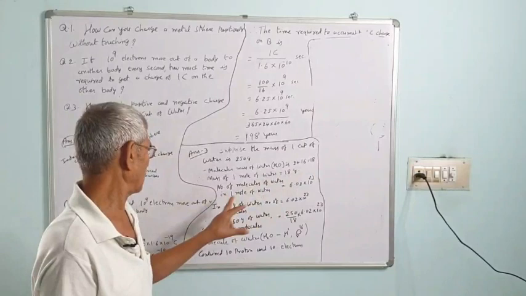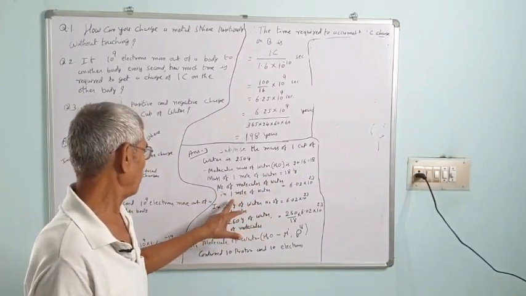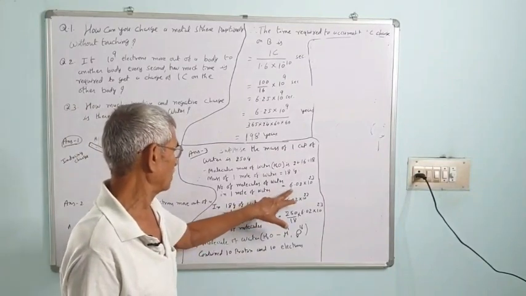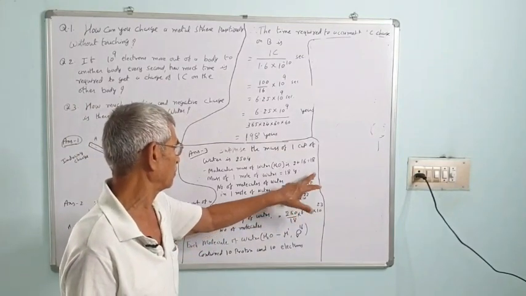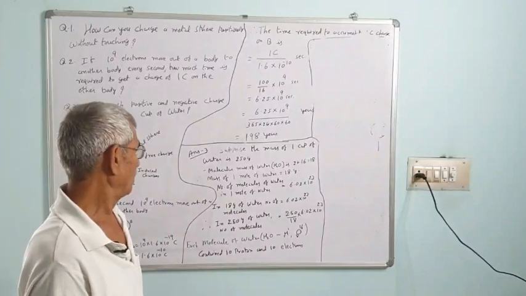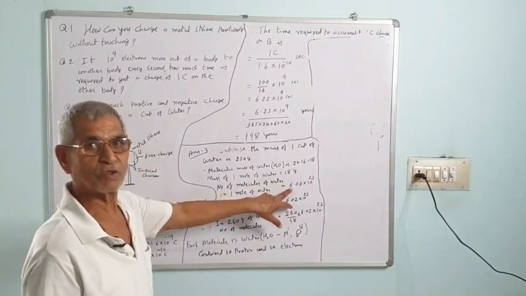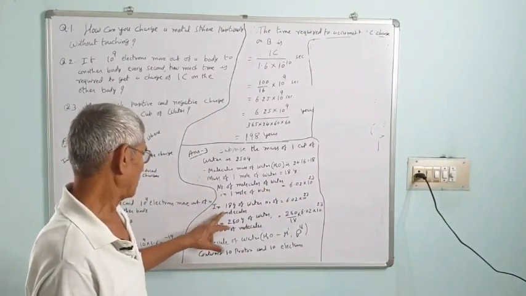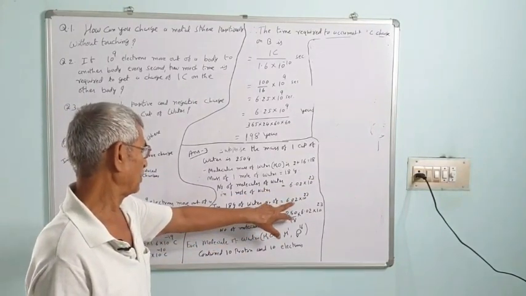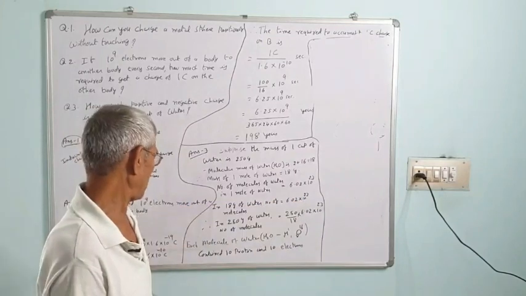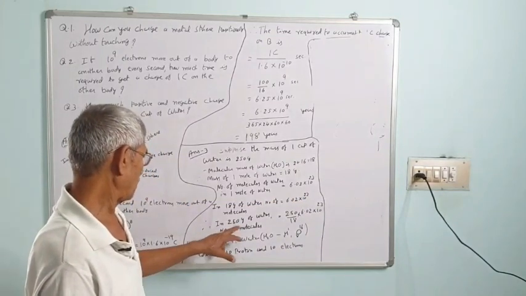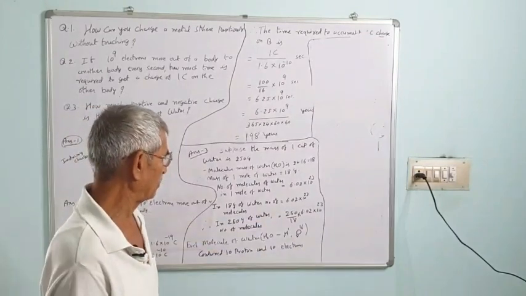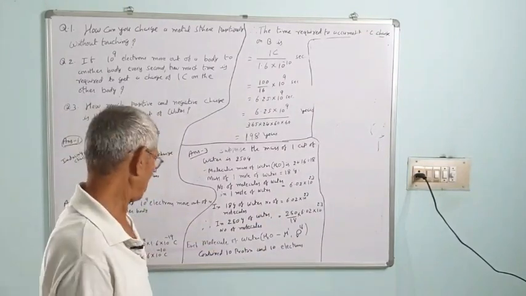Mass of 1 mole of water is 18 gram. The number of molecules of water in 1 mole is equal to 6.023 into 10 raised to 23, the Avogadro number. So in 18 grams of water, the number of molecules is 6.023 into 10 raised to 23. Therefore, in 250 grams of water, the number of molecules is 250 divided by 18 multiplied by 6.02 multiplied by 10 raised to power 23.